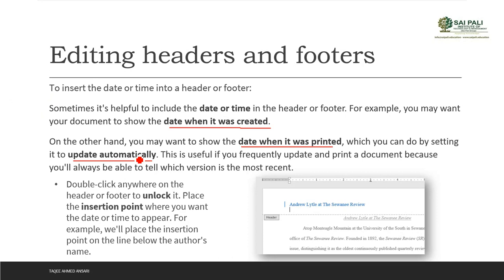That means we can put a date which can automatically update. Whenever we open the document, it will update the date and show you the date of the current day. And if you don't add the update automatically option, then the date will remain the same every time. That means it will remain the date when it was created.